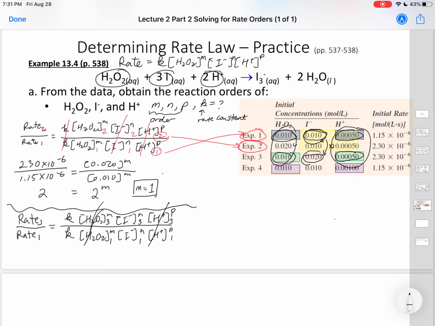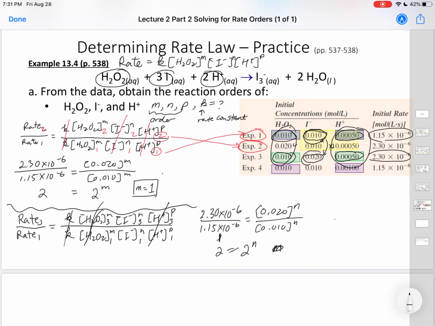So let's plug those in. We're looking at experiment 3. So that is 2.30 times 10 to the minus 6 divided by 1.15 times 10 to the minus 6. And your I minus concentration is doubled, 0.020 to the N, and 0.010 to the N. So if you were to do that, this becomes 2, okay? And your 0.02 divided by 0.01 is 2 to the N. So again, in this case, N is equal to 1.